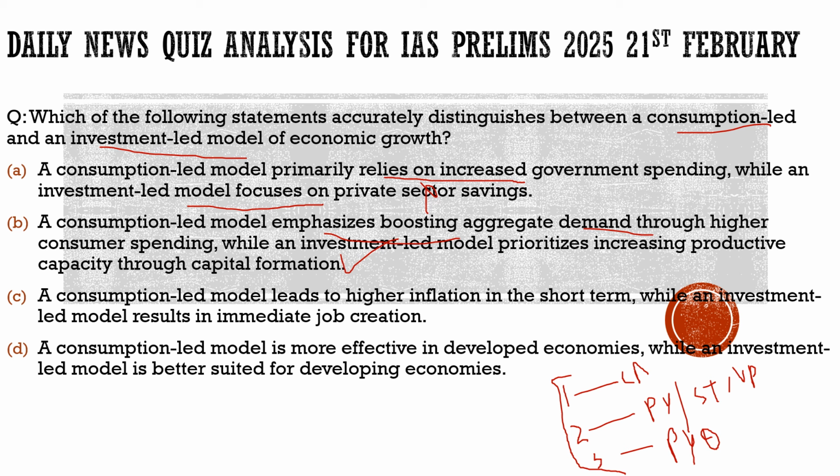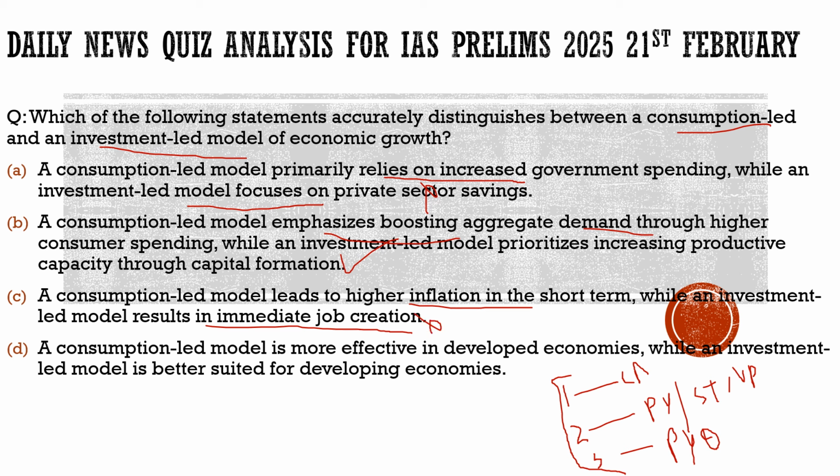Now, the third statement says a consumption-led model leads to higher inflation in the short term, while an investment-led model results in immediate job creation. Higher inflation, 100%, a consumption-led model can lead to higher inflation. So does the investment model. But what about job creation? Look at the second part of the statement. It says an investment-led model results in immediate job creation. Does it result in immediate job creation? I don't think so. Even though it can create some jobs, the model does not yield that growth immediately. So this third statement is incorrect.